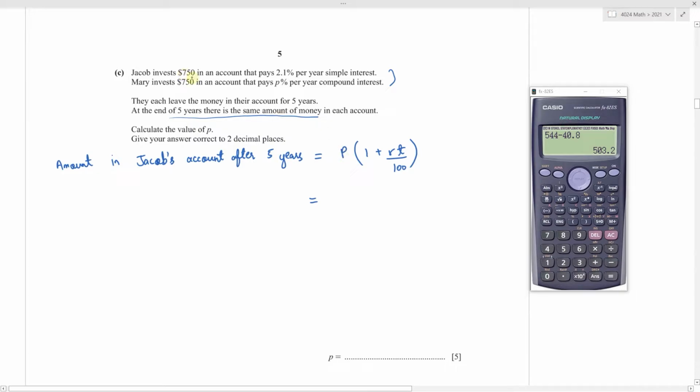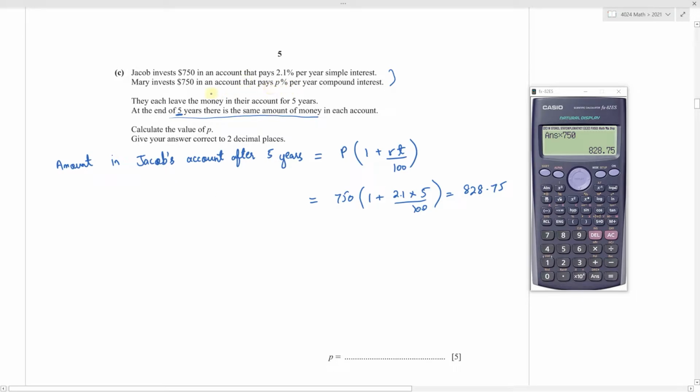So what is the principal amount invested? 750. 1 plus rate is 2.1. Time in years is 5 years, divided by 100. So let's calculate this: 2.1 multiplied by 5 divided by 100 plus 1, into 750. So this is $828.75. This is the amount in Jacob's account after 5 years, and this is also the amount in Mary's account after 5 years, because we are told that they have the same amount.